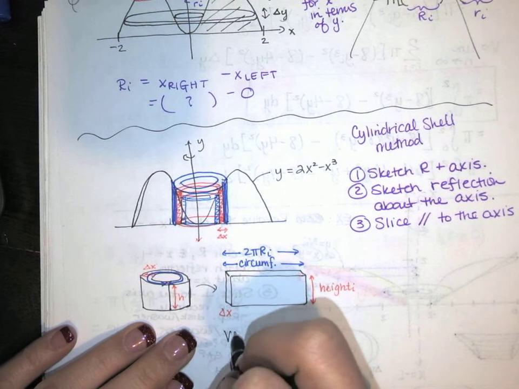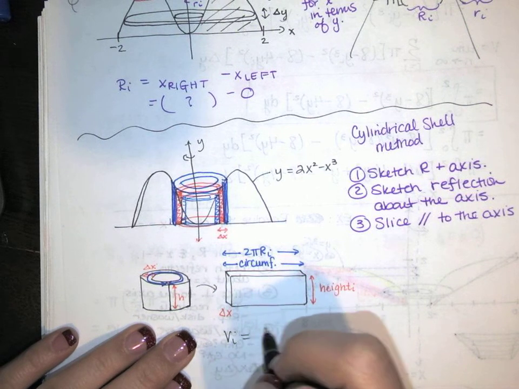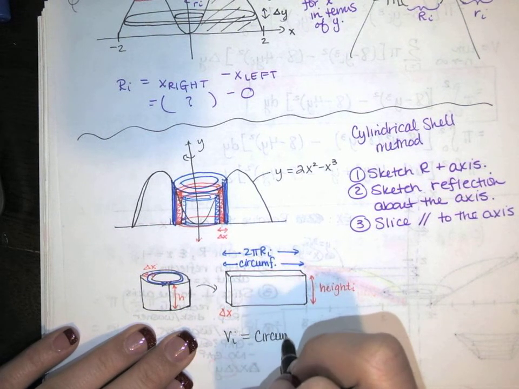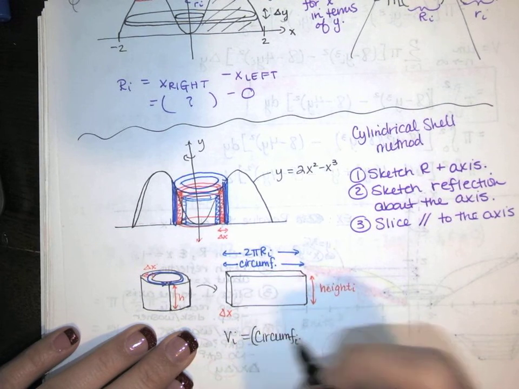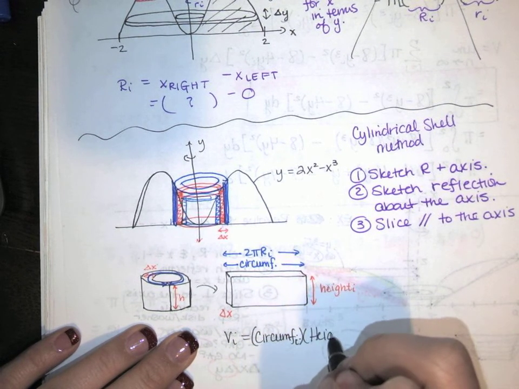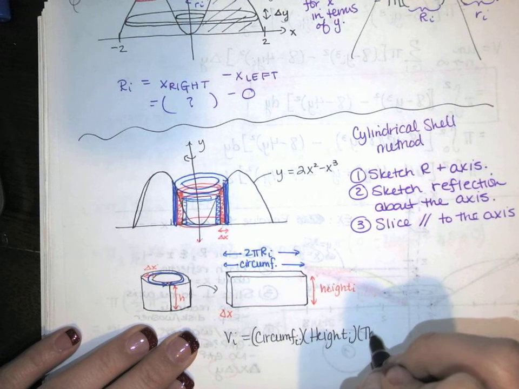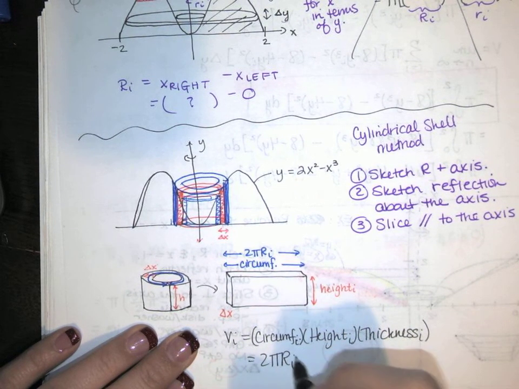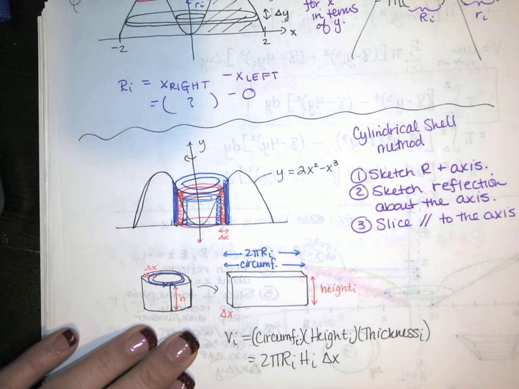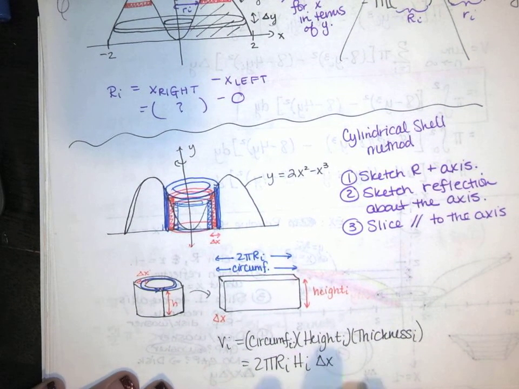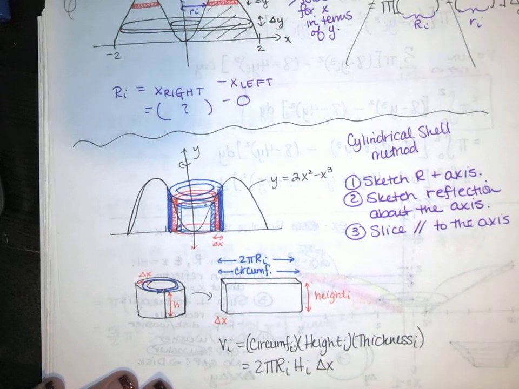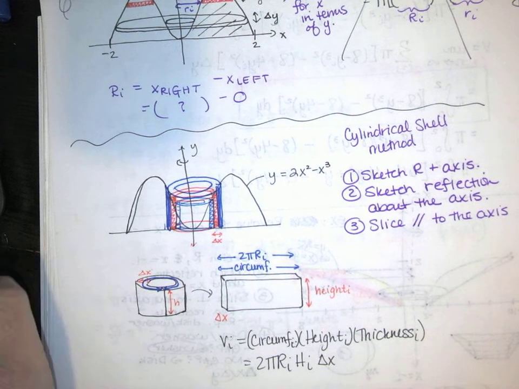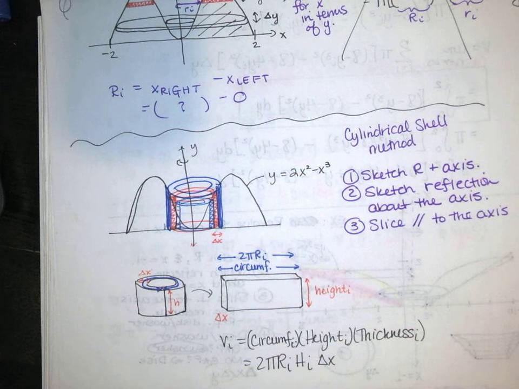So we found the volume as circumference, I'm going to abbreviate that, sub i, times height times thickness. So that's 2 pi r times h sub i times thickness, which in this case is delta x. And if I can find this and this in terms of x, I can find the volume as an integral in terms of x. And then I can evaluate that integral and it will give me the volume of the whole thing. Now I stopped writing my steps out, so I'm going to go back to writing my steps.